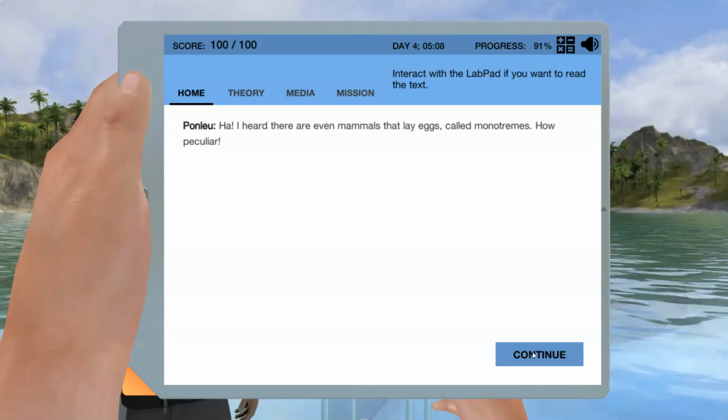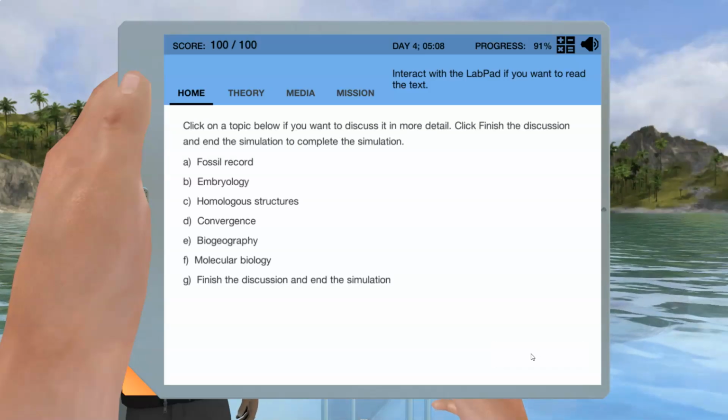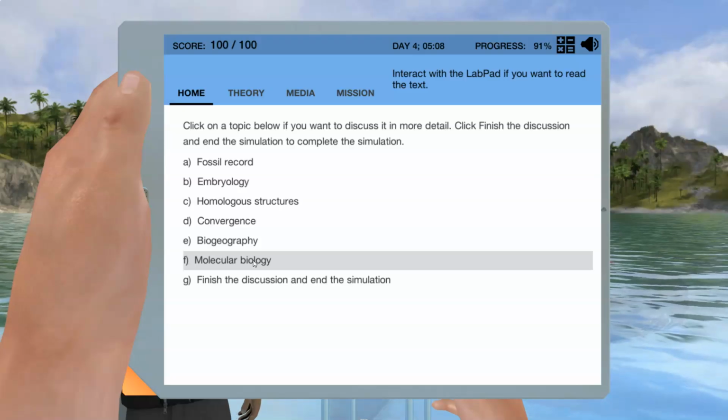Huh. I heard there are even mammals that lay eggs, called monotremes. How peculiar. Click on a topic below if you want to discuss it in more detail.